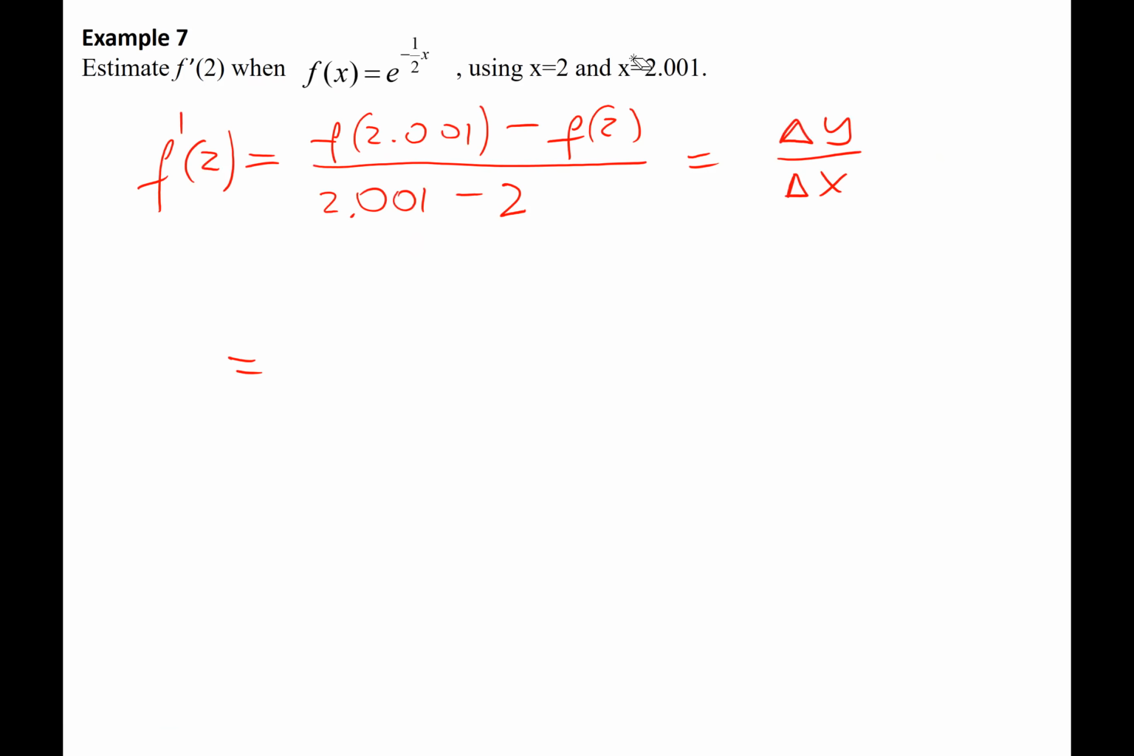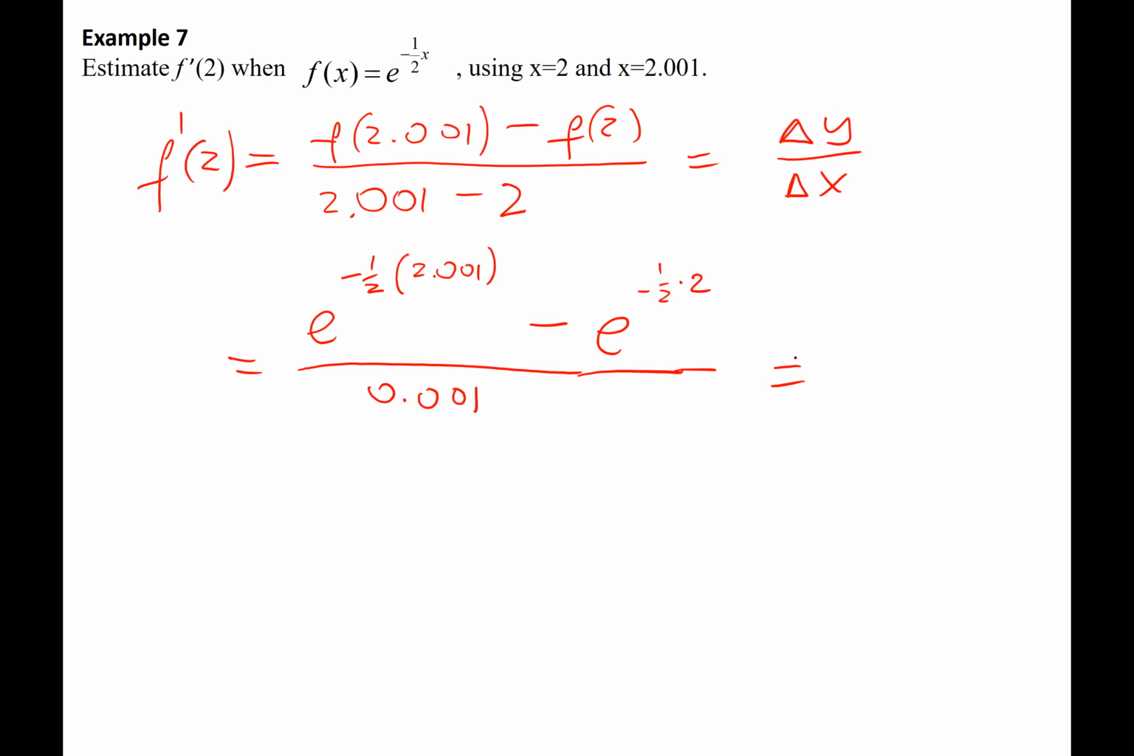Okay, that means this is purely a calculator question. I will have 0.001 in the denominator, and the value of the function at 2.001 is e to the power of negative half times 2.001, minus e to the power of negative half times 2, because that's the value at 2. I used the calculator, you can probably do the same, and I got negative 0.18.